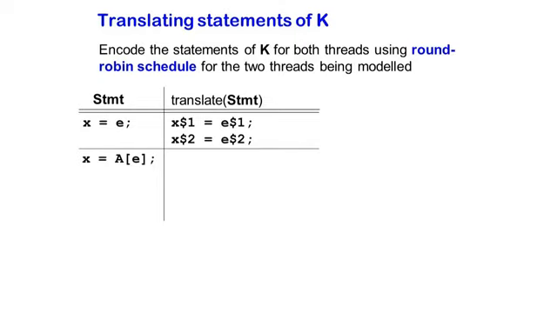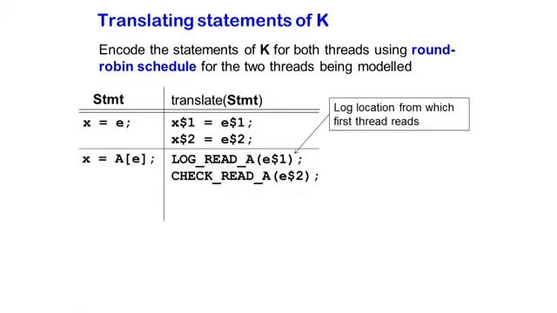Then if we have a read from the array A at expression E into local variable X, what we do is we first call this procedure log read A. In our race checking instrumentation, which I'll come to in a bit, we're going to consider the first thread to be the logging thread and the second thread to be the checking thread. So because the first thread is the logging thread, we call log read A, and we pass in $1 as the offset that was read from. Then we call check read A, and because thread 2 is the checking thread, we pass in $2 as the offset that is read from for thread 2 to be checked.